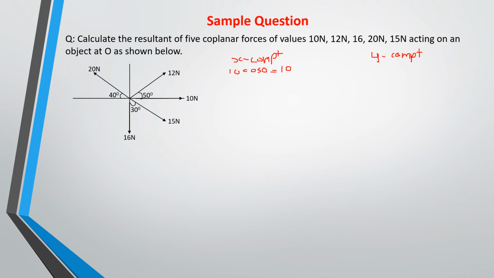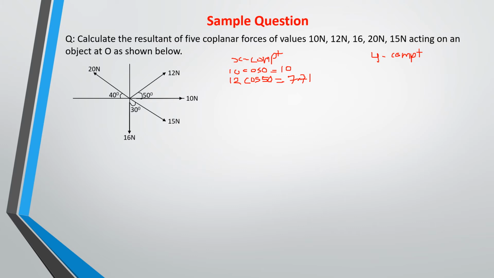Okay, then for the 12 Newton force, you have 12 cos 50. So if you work that out, cos 50 multiplied by 12, you are going to have 7.71. Please work that out. Find cos 50 multiplied by 12 to give you 7.71.